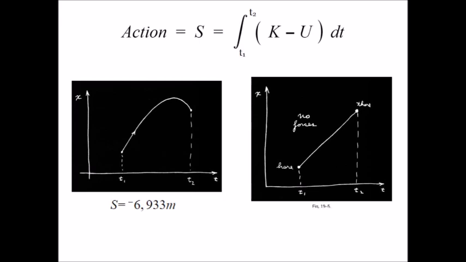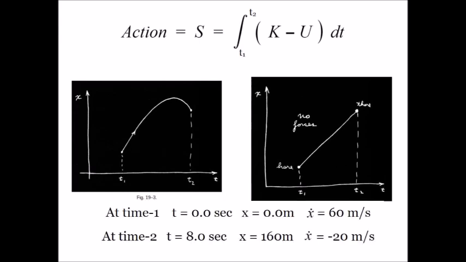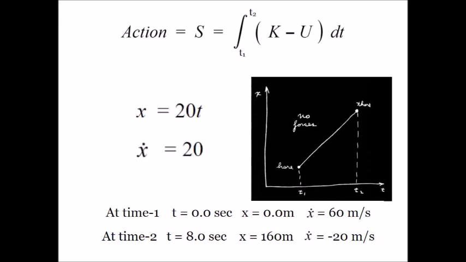That path from the initial condition to the final condition. What's the action for that path? Again, we'll plug in our initial conditions. Where are you at time 1? Where are you at time 2? And that expression for x and x dot would give you a straight line.